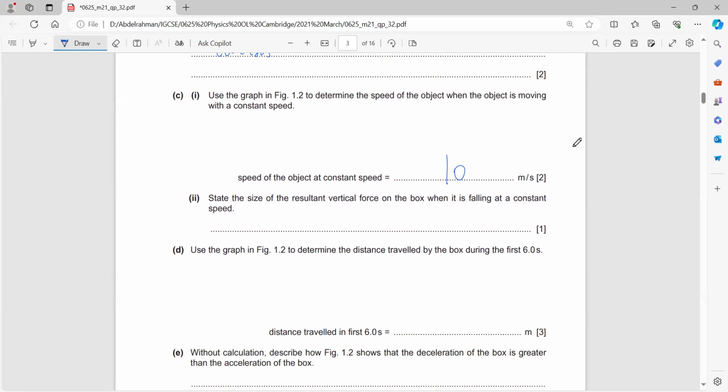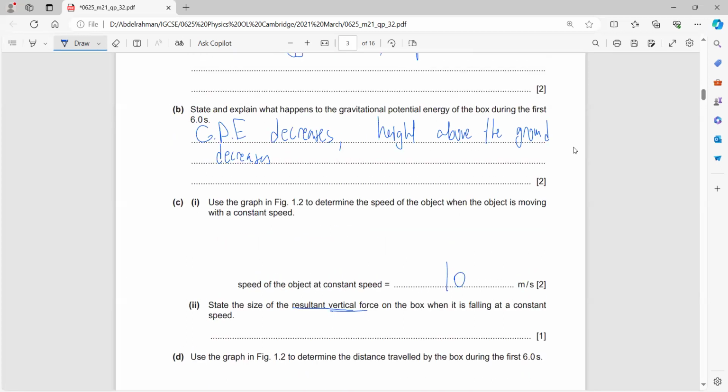State the size of the resultant vertical force on the object when it was falling at a constant speed. What's the vertical force? Zero. Whenever you're falling at a constant speed, the resultant force is always zero.